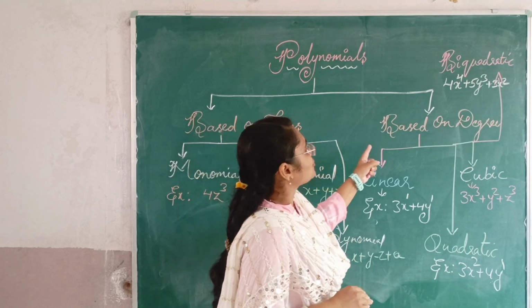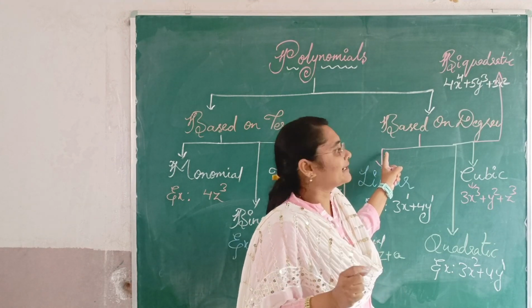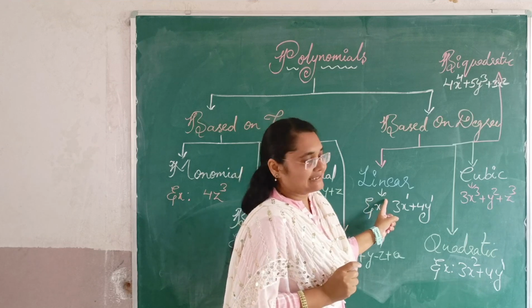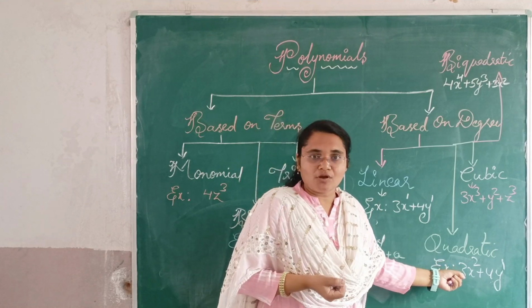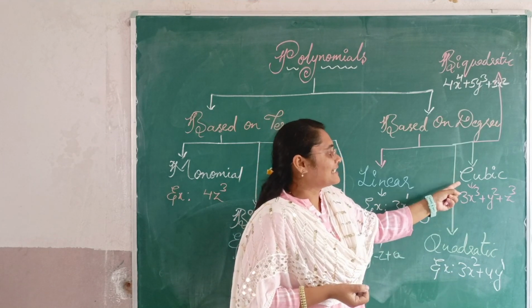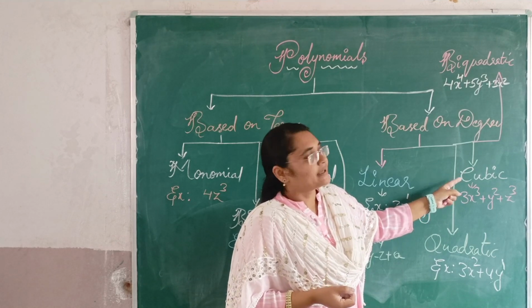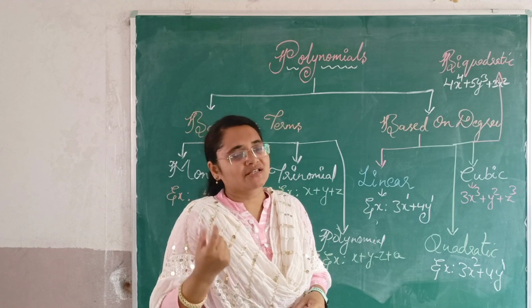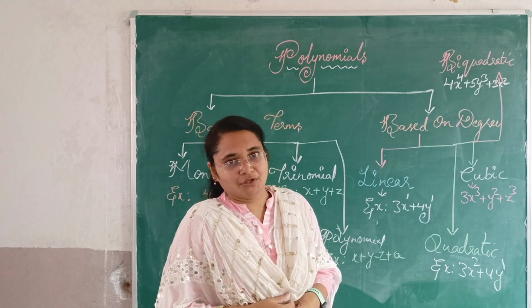Coming to the next classification of polynomials, which will be decided based on the degree. If the degree is 1, then we will call it linear. If the degree is 2, we will call it quadratic. If the degree is 3, we will call it cubic. And if it is 4, we will call it biquadratic. We have 5, 6 also students. We will see in the next video.